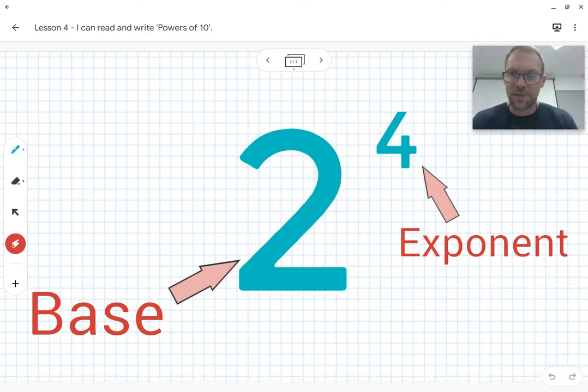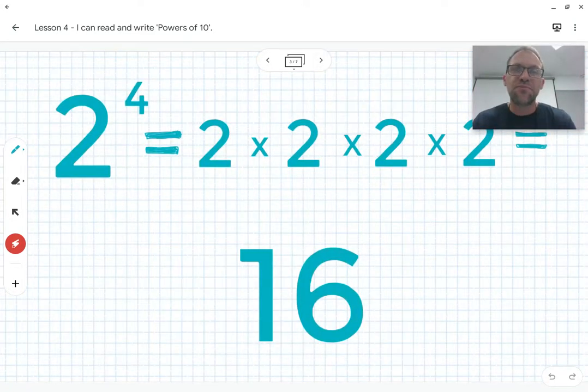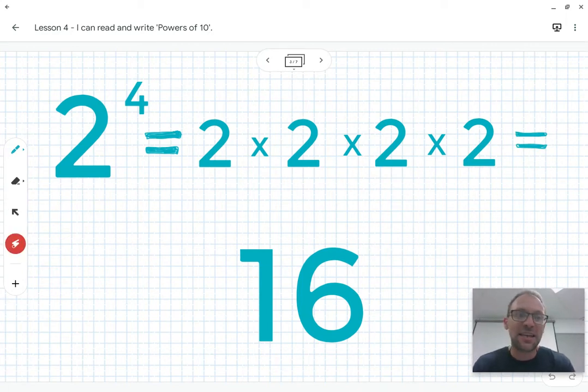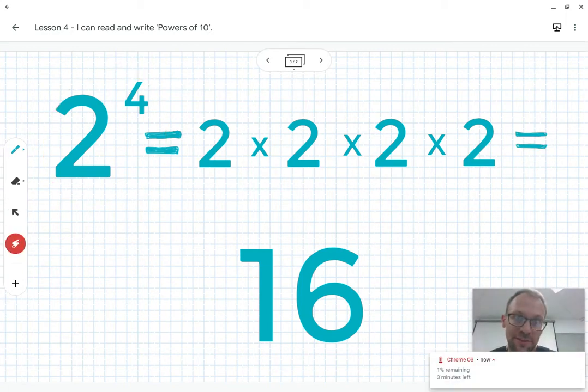Now, what does an exponent do? Well, an exponent is an operation. And what it does is it tells the mathematician, that's you, that you use whatever number's in the base and you multiply it by itself 4 times. So in this case, here, let me get myself out of the way here. In this case, 2 to the 4th power is the same as 2 times 2 times 2 times 2.